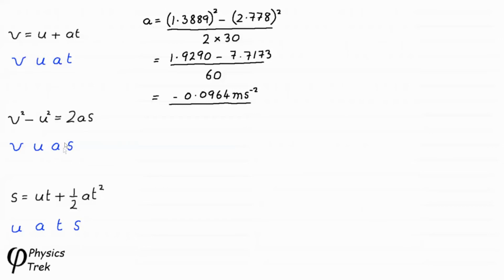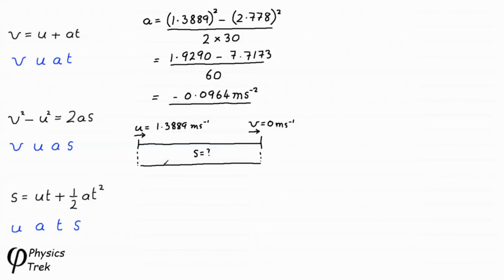So obviously we use V squared minus U squared equals 2AS again. This time we'll make S the subject of the equation. But before we do that, let's write everything down in a diagram. U equals 1.3889 meters per second, and at the end of the motion the velocity is 0 meters per second. We don't know the distance S, and we've just worked out the acceleration, or deceleration. A is equal to minus 0.0964 meters per second squared.